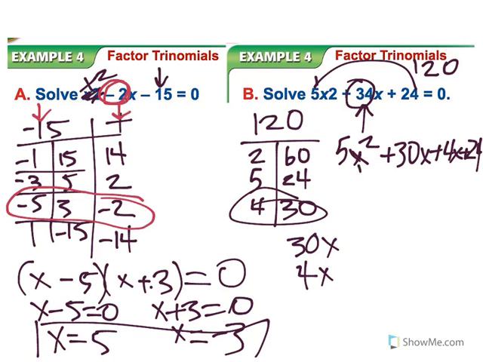Now I'm going to factor by grouping these two. Take the greatest common factor out. So the greatest common factor between 5x squared and 30x is going to be 5x, and that leaves me with an x plus 6. And when you factor by grouping, you want to get the same factors. Hold on, let me erase some of this so you can actually see what I'm doing.